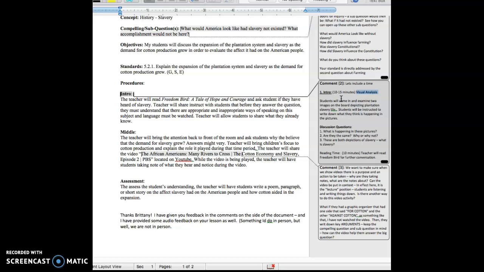There are appropriate and inappropriate ways to talk about the subject of slavery, and so we have to be cognizant of our language use. I appreciate that. I think that's important to teach them because that's part of becoming citizens. And then you say you allow them to share what they already know.